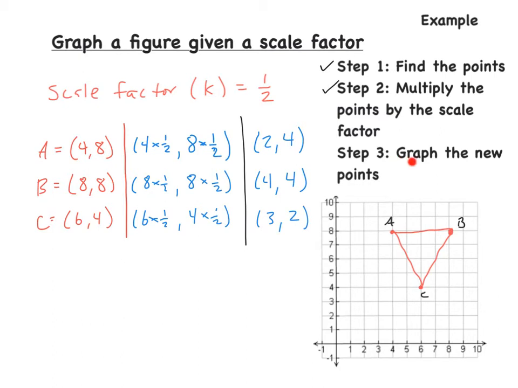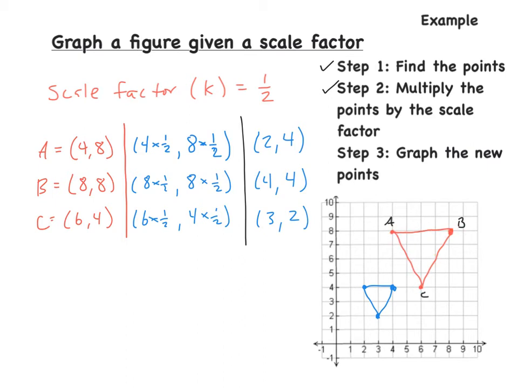Step 3. Graph the new points. Here are our new points. So let's just graph them. 2, 4, so we go 2, 4. There's a point. 4, 4. Here's another point. 3, 2. Here's another point. Connect them. Now, here's our original figure. Here's our scaled down figure. This is a dilation of ABC.